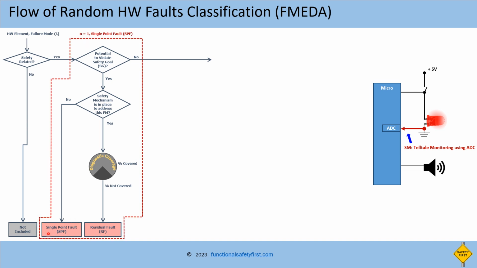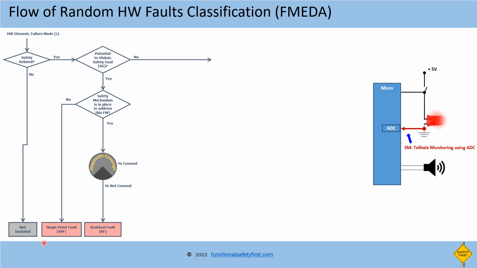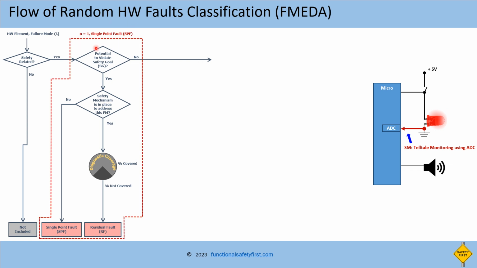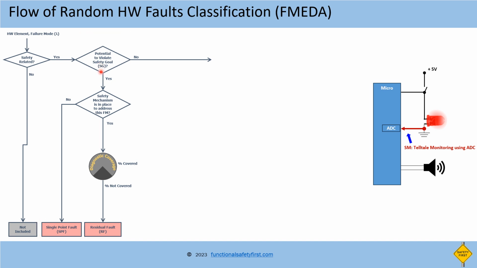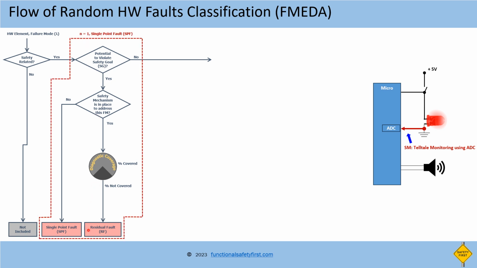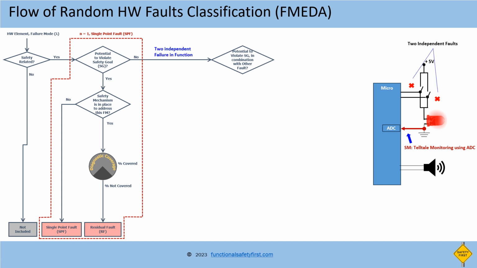Now single point fault and residual fault, both together are called single point fault, and it is provided as order of 1, which means a single independent fault leads to a safety goal violation, whether we have a safety mechanism or not. Now we have completed the single point fault analysis, which means single independent faults leading to safety goal violations are analyzed, safety mechanisms are added appropriately, and the failures related to residual faults and single point faults are improved.